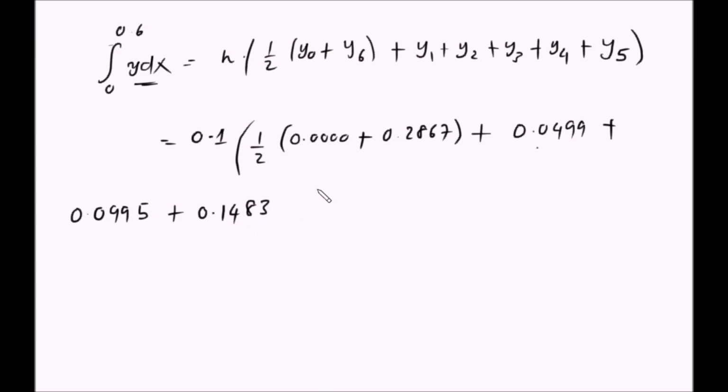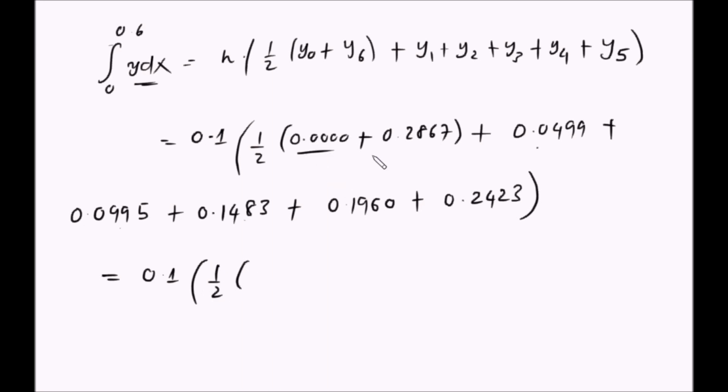Hii ni y1, y2, y3. y4 manake ni 0.1960. And then finally y5 manake ni 0.2423. Like that. So baada ya hapo, it's only to use your calculator. So itakuwa ni 0.1 times 1/2. So nikichukua huyu jumlisha huyu is simple. Lakini hao wengine by using the calculator.